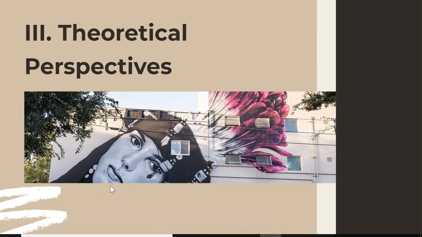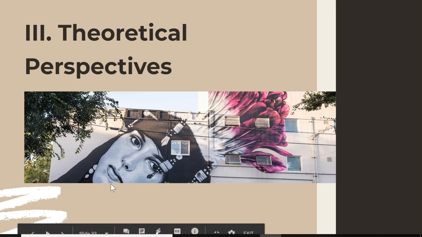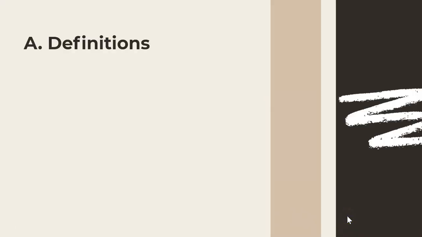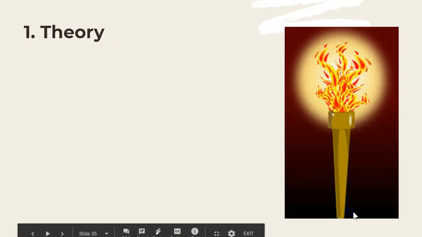In this third section, we will look at three major theoretical perspectives within sociology. First, I'd like to start out with defining two important terms. The first term is theory.